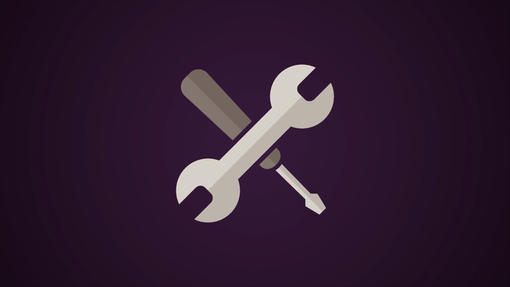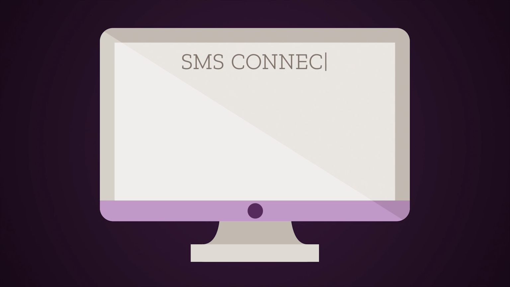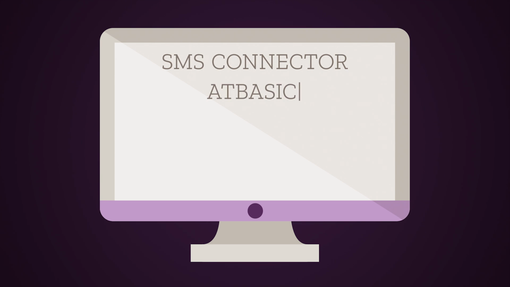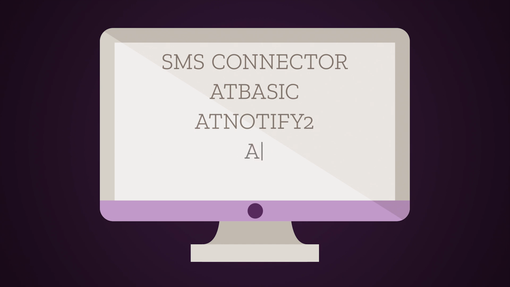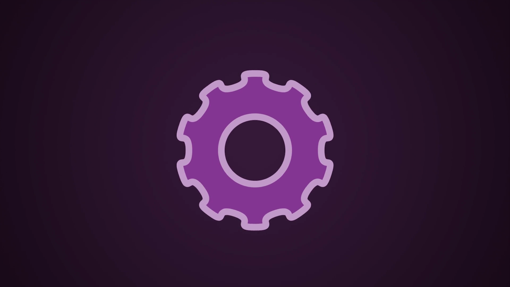When your AutoText is installed by our staff, your system is already configured with an SMS connector and three default menus: AT Basic, AT Notify 2, and AT EXT CL, and the AutoText line driver. The only thing configuration-wise you will have to do is set your timeout setting. We will cover that in this tutorial.